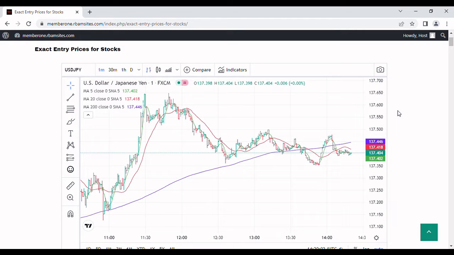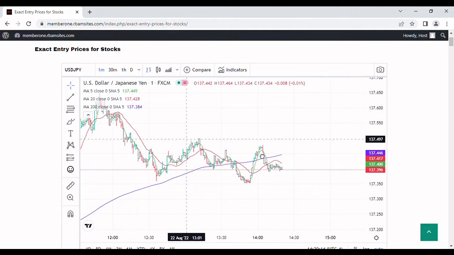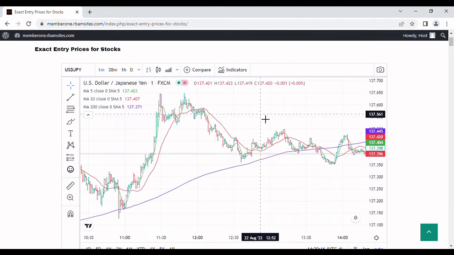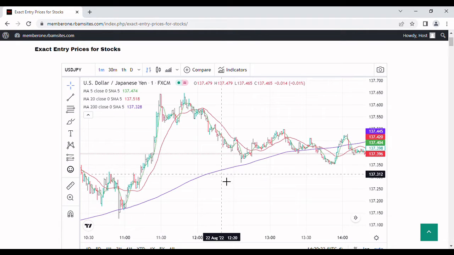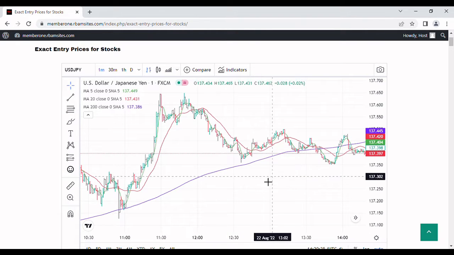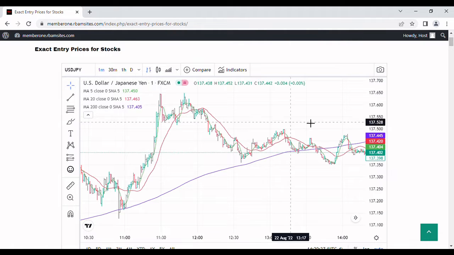Okay, we're going to do a brief video on Forex day trading strategy, and we're going to take a look at this just for example purposes only. We're going to take a look at the US dollar versus the Japanese yen. This is the cash market, not the futures, and we've got three moving averages on here. We've got a 5-day in green, a 20-day moving average in red, and a 200-day moving average in blue, and we're on a 1-minute chart.